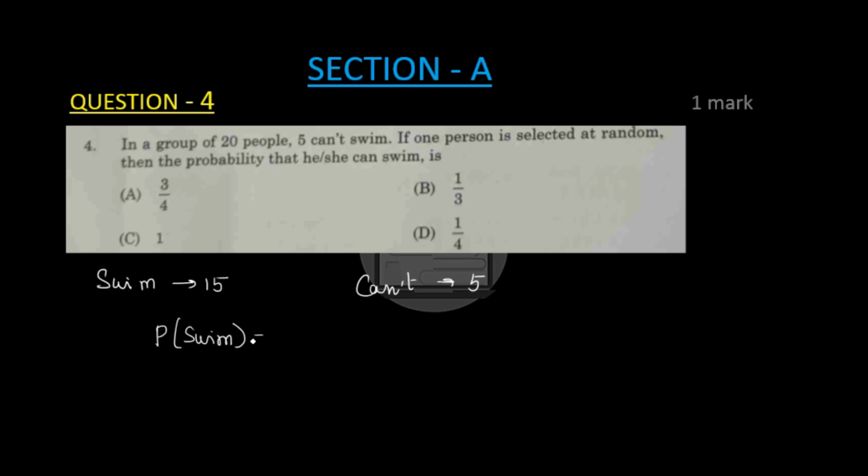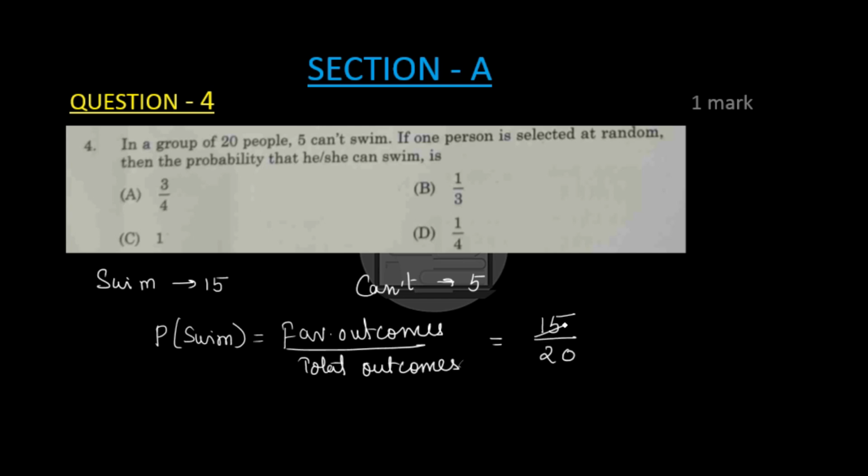It is the favorable outcomes over the total outcomes. That's the formula of our probability, correct? Favorable outcomes over total outcomes. Favorable outcomes means the people who can swim. So we have 15 such people who can swim out of the total 20 people. If we cancel this by 5, which is a common factor, I get the probability as 3 by 4, and hence choice A is the correct answer to question number 4.